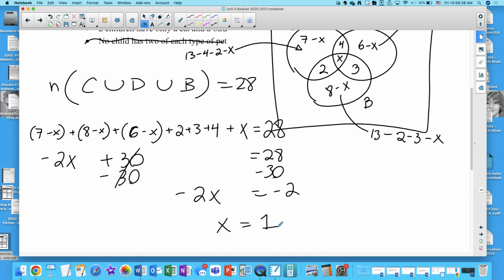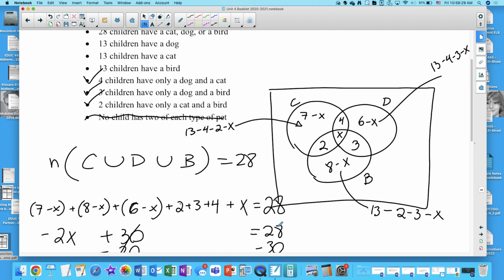Okay, so if you know what x is, now you can go back, and I'm going to do this in a different color, fill in all of these other regions. This is 1, 6 minus x is 5, 8 minus x is 7, and 7 minus x is 6. Now we know all of those numbers.